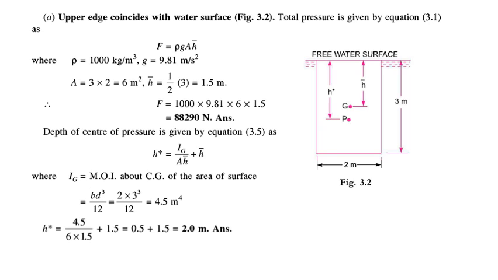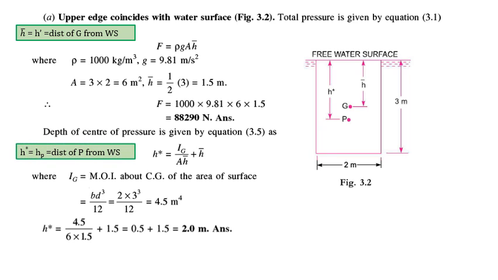Here, these problems are taken from RK Bansal, and the derivation is also taken from RK Bansal, but I told you earlier that I have changed the symbols. I'm using H dash to represent the center of gravity from the water surface. So here H bar is basically H dash. You can use any of the symbols, whichever is comfortable to you, and H star is basically HP, which is the distance of the P point from the water surface.